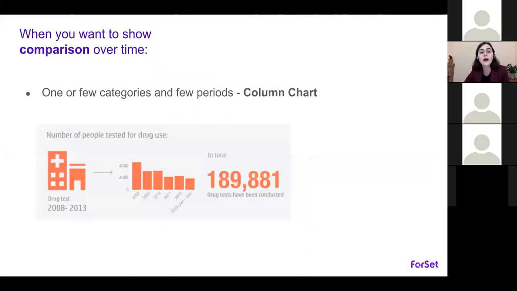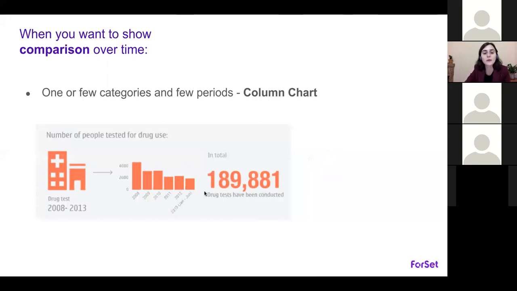When we want to do comparison over time in one or a few categories, and we have very few periods, it's much better to use a column chart. For example, we have here six items, six years, and only one variable. This is the number of people that have been tested for drug use, and we see the values for each year, and we see the general trend as well, that it has been decreasing over the years.